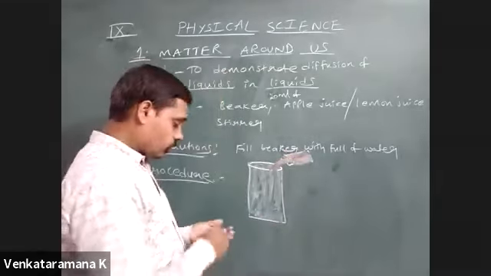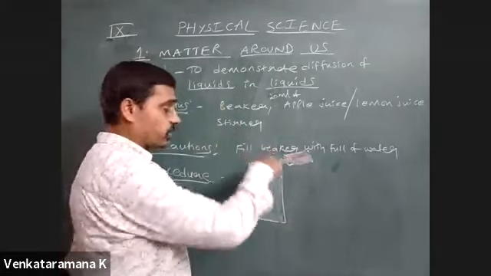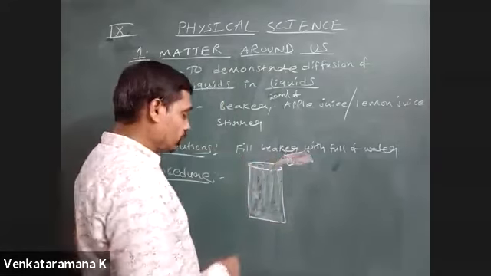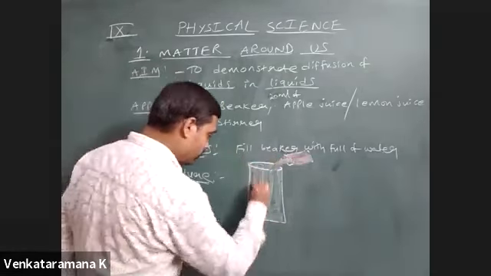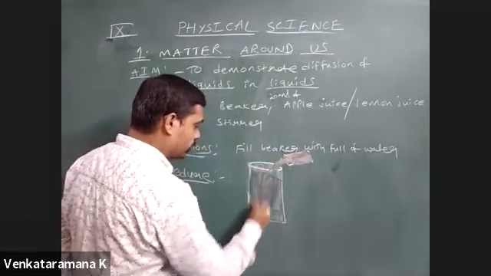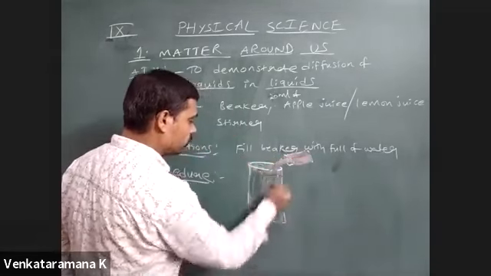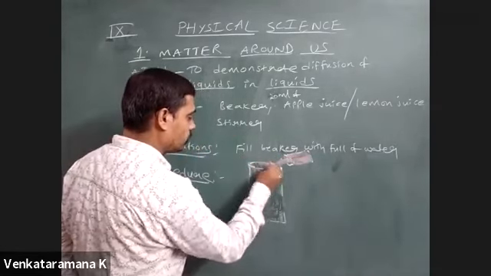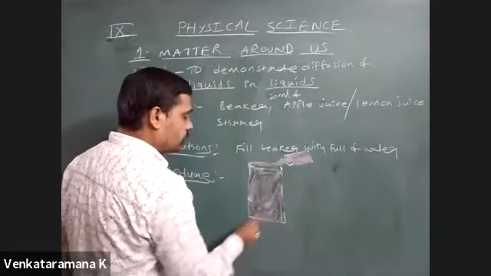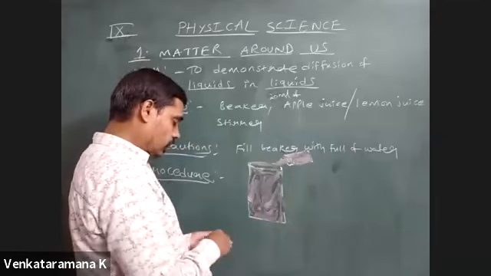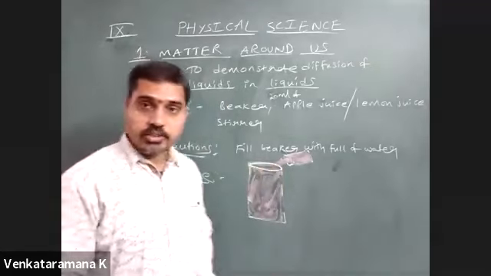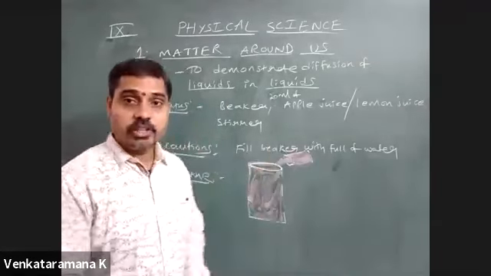Now, slowly stir with the help of a stirrer. You have to stir slowly with the help of a stirrer. Now, after a little bit of time, you can see this water color will change to red because of apple juice mixed here. But the level of water won't increase. Why the level of water won't increase?